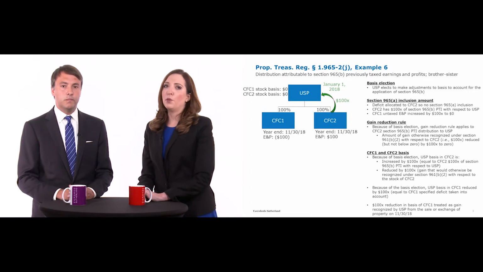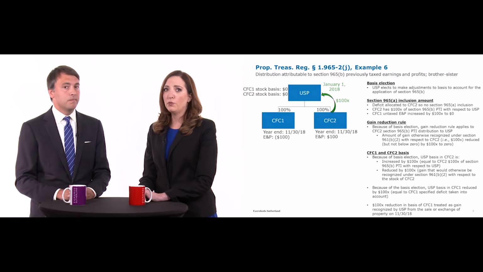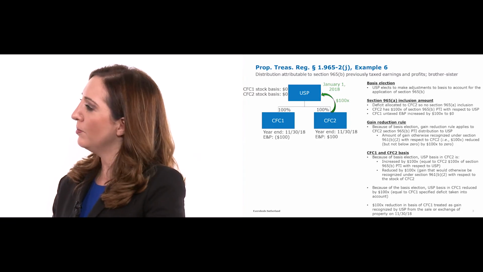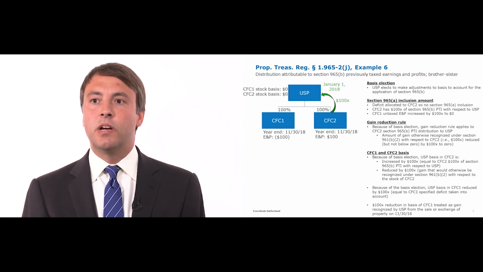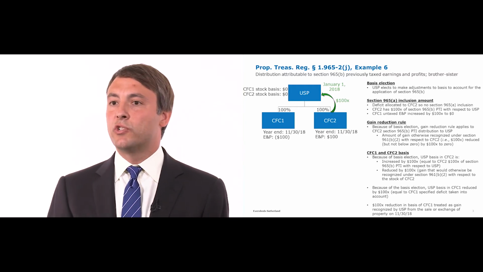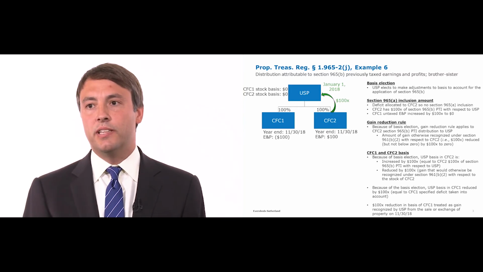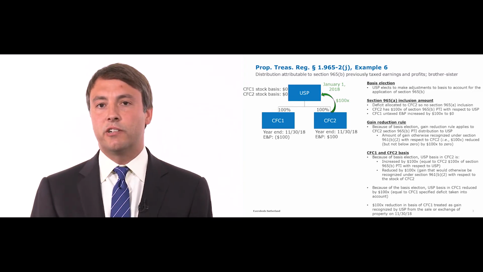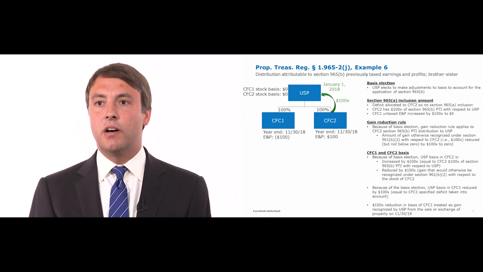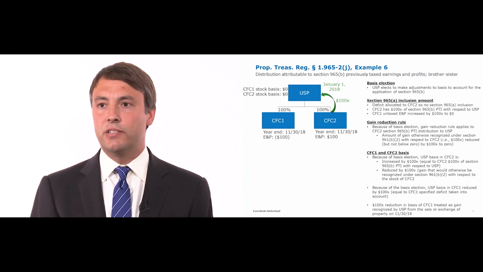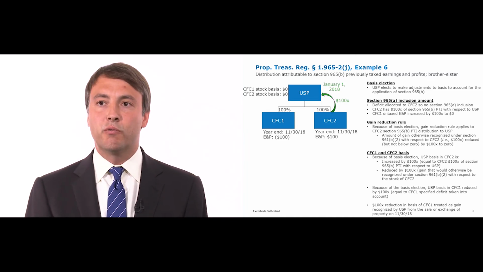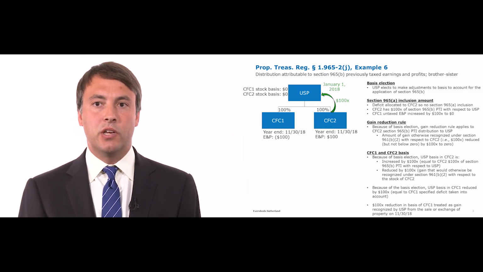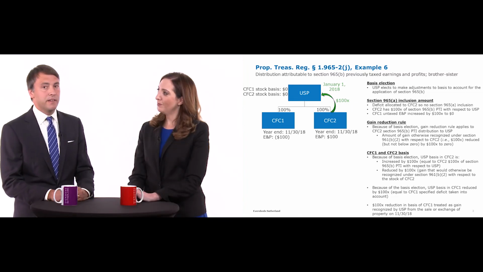The second example is similar to the prior example, except USP wholly owns two brother-sister CFCs. Like in the prior example, the rules result in a $100 reduction in the basis of CFC 1 that's treated as gain from the sale or exchange of property on 11/30/2018. However, the rules also illustrate how in the brother-sister context, you need to reduce the basis in a deficit corporation.